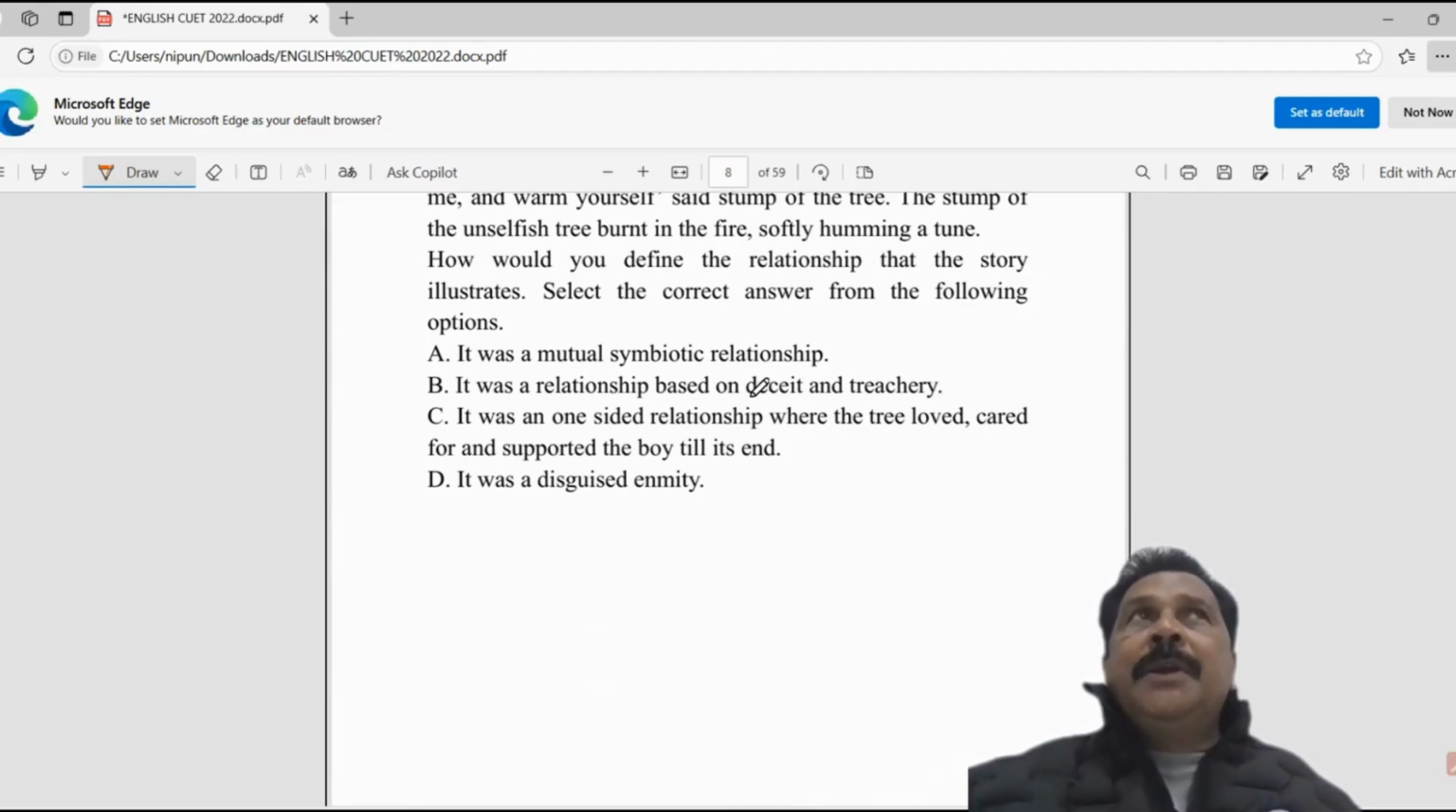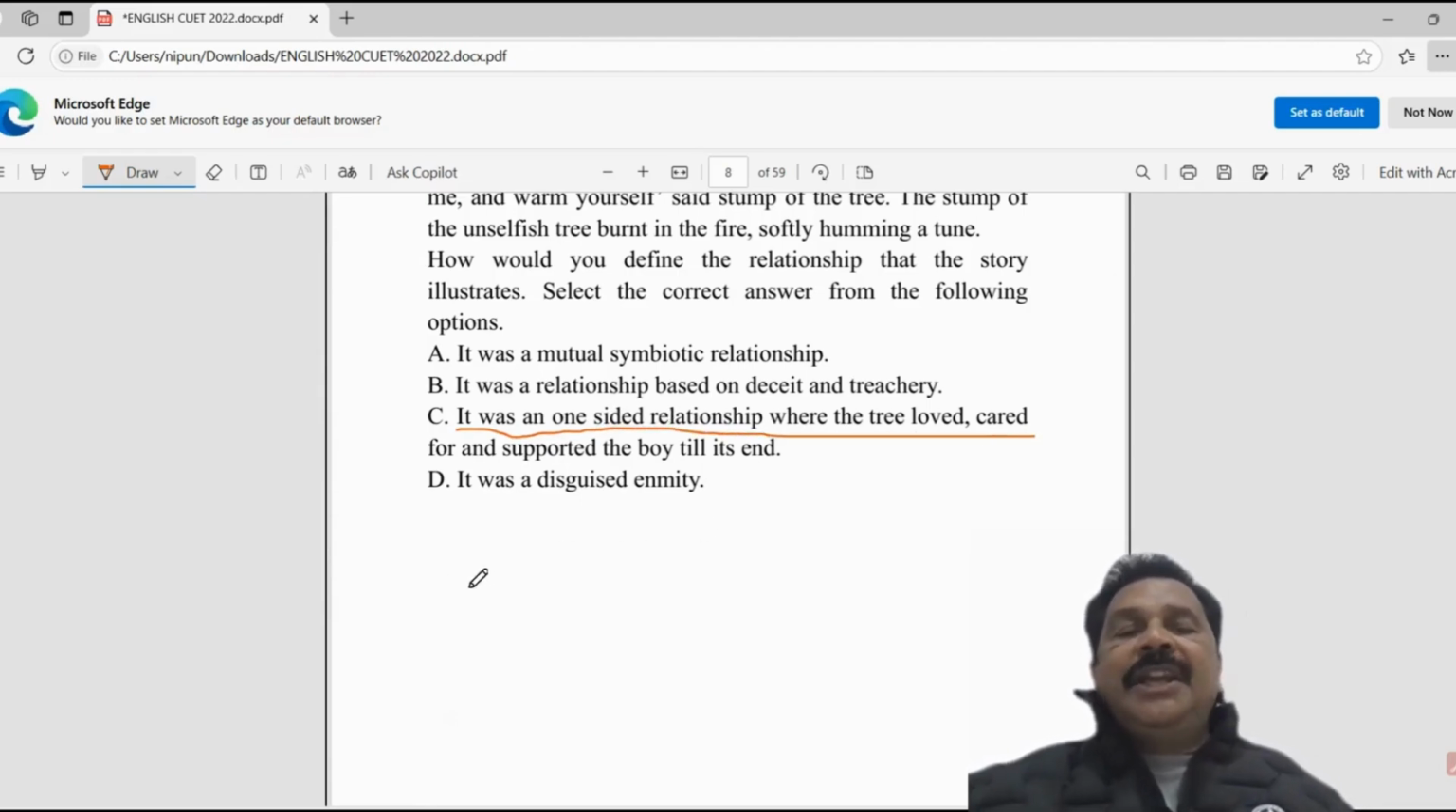Again, this word will be repeated for your synonyms and antonyms. Third, it was a one-sided relationship where the tree loved, cared for, and supported the boy till its end. And the last option is, it was a disguised enmity. Disguised means a hidden enmity. And the answer is C.